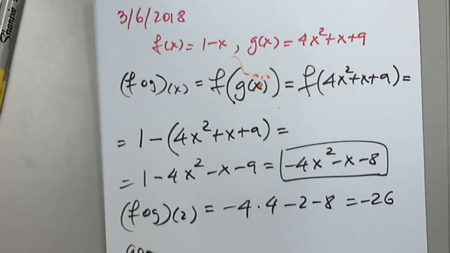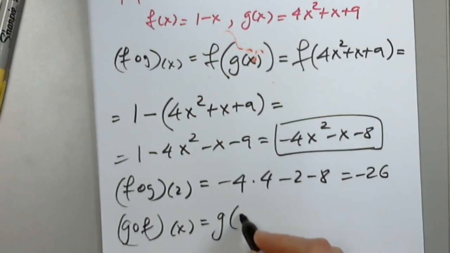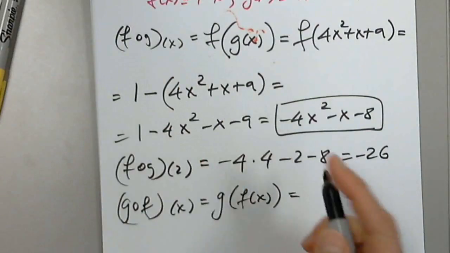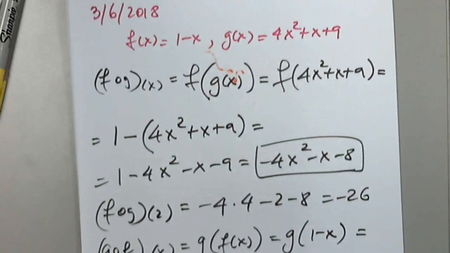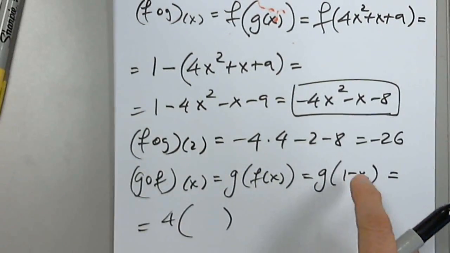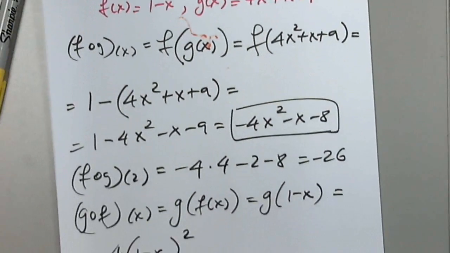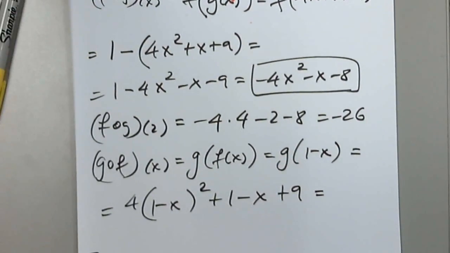And the other one, g comma f of x. See, parentheses here, okay? So g of f of x. Now I have to replace f inside. So this is g of 1 minus x. But now this is slightly more difficult because g says 4 times whatever squared plus, I don't need parentheses here, and plus 9. Is this clear?